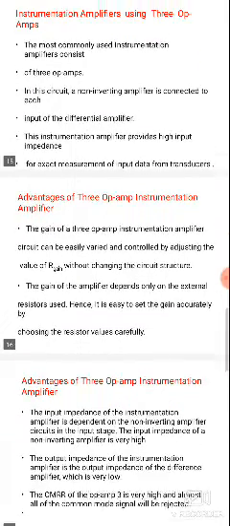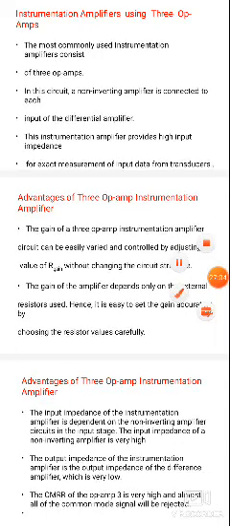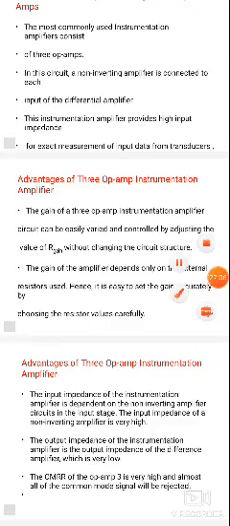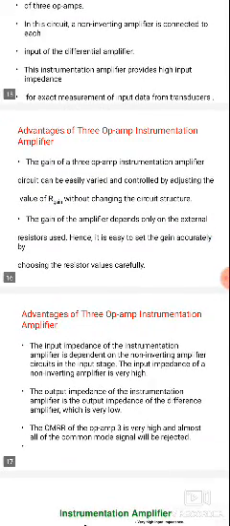Next, the instrumentation amplifier using 3 op amps. The most commonly used instrumentation amplifier consists of 3 op amps. In this circuit, a non-inverting amplifier is connected to each input of the differential amplifier, and it provides high input impedance for extracting measurement data from transducers.